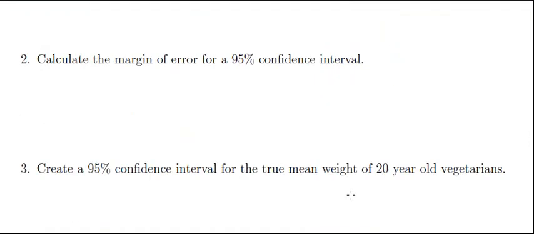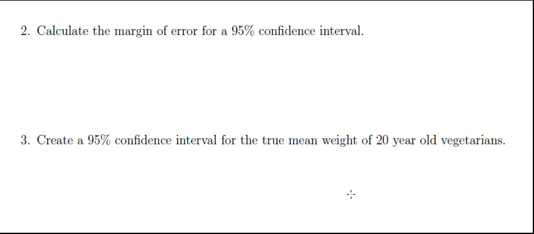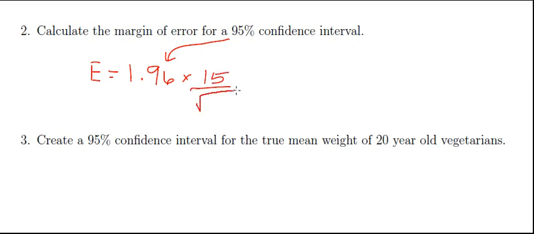Alright, so I'm going to come down here and get the margin of error. The margin of error is my value for Z, so for 95%, it's 1.96 times sigma, which is 15, divided by the square root of 40. And that's equal to 4.65. Alright, so that's my margin of error.